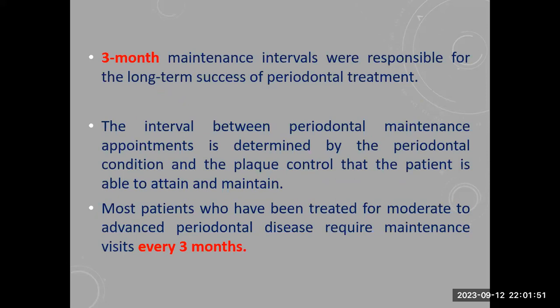So if the patient comes to me, let's say after 3 months, and I find the gingiva is healthy and fine, okay, I will not bring him back after two or three days; I will see him again after 3 months. So in the first year, this patient will come to us every 3 months for the maintenance phase, to determine the periodontal condition and the plaque control that the patient is able to attain and maintain. Most patients who have been treated for moderate to advanced periodontal disease require maintenance every 3 months.